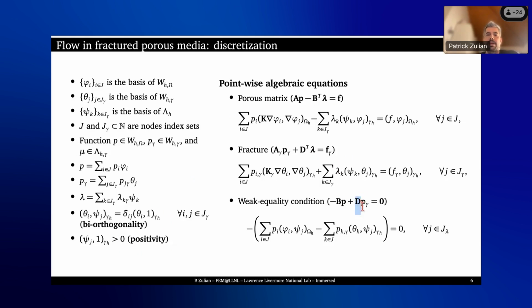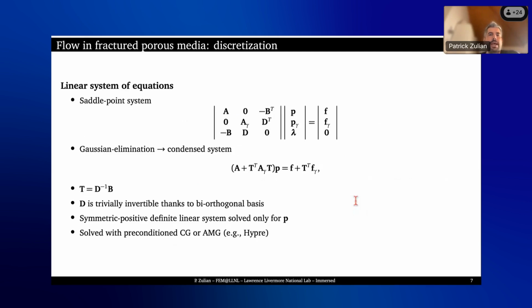Most of the time it will be just a diagonal matrix, and some other times it will be a composition of two matrices that are trivially invertible. And this way we have our saddle point system, and you can see the first row, it's our background problem with the coupling term B, and here we have the fracture problem with the coupling term D, and then we have the equation for the Lagrange multiplier, which is what we said is the weak equality condition.